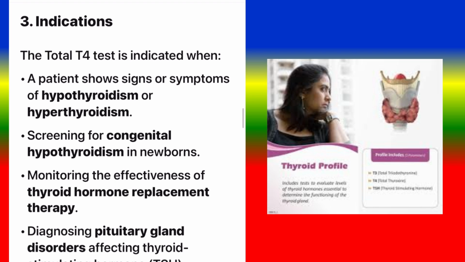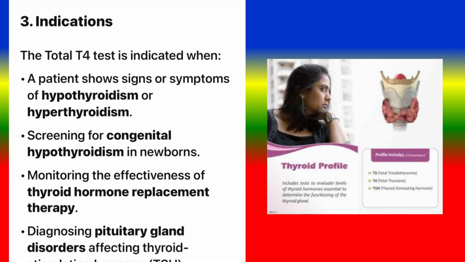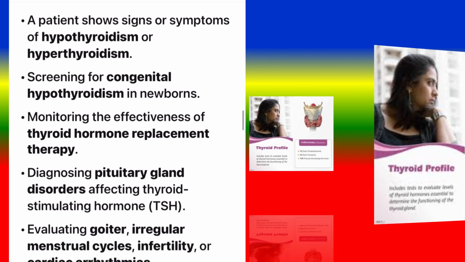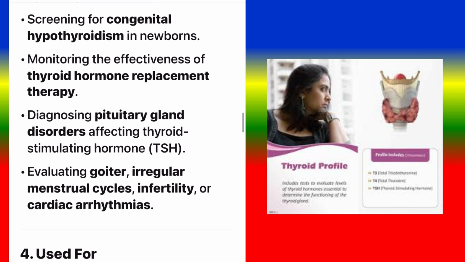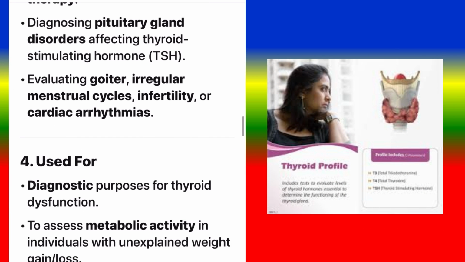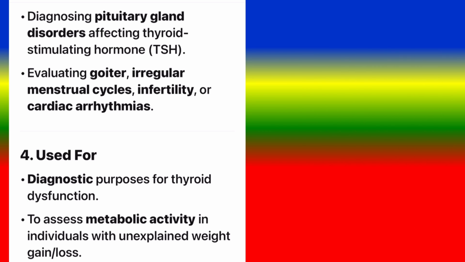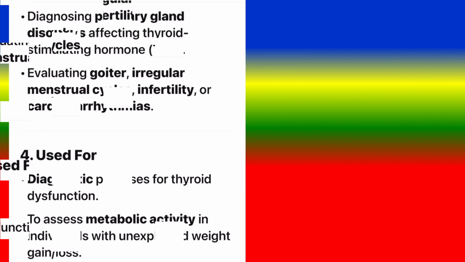3. Indications. The Total T4 test is indicated when a patient shows signs or symptoms of hypothyroidism or hyperthyroidism, screening for congenital hypothyroidism in newborns, monitoring the effectiveness of thyroid hormone replacement therapy, diagnosing pituitary gland disorders affecting thyroid-stimulating hormone, TSH, evaluating goiter, irregular menstrual cycles, infertility, or cardiac arrhythmias.